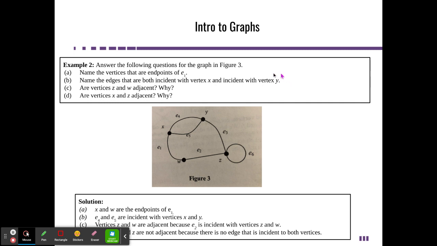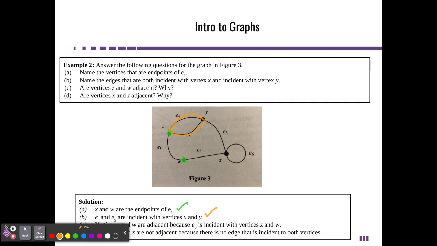All right, taking another look at another example. Answer the following questions for the graph in figure 3. Name the vertices that are endpoints of E1. If you want to hit pause and think about that for a second, you can. E1 is right there, so the endpoints are X and W. Name the edges that are both incident with vertex X and incident with vertex Y. That would be E4 and E5, because they both end with that endpoint.